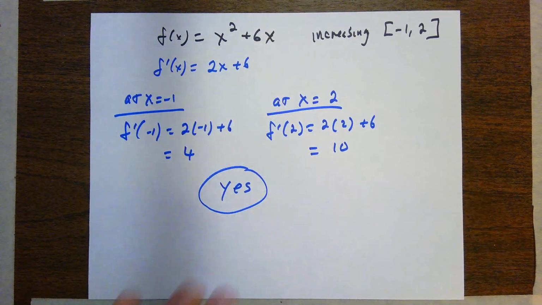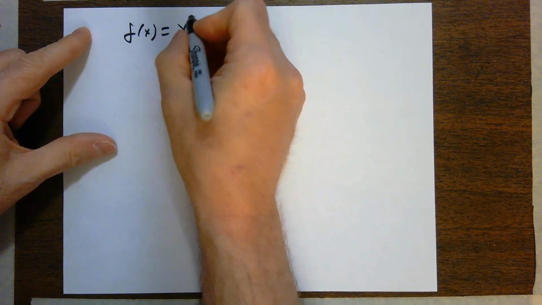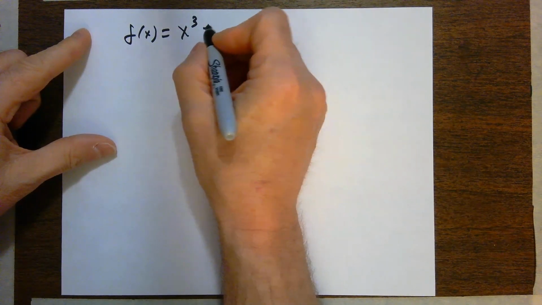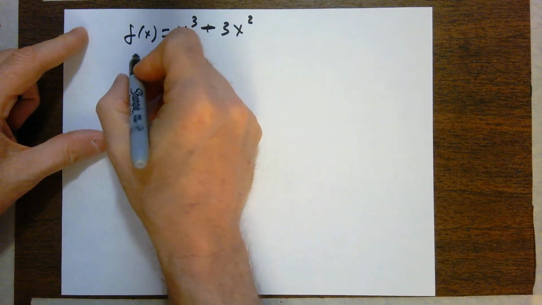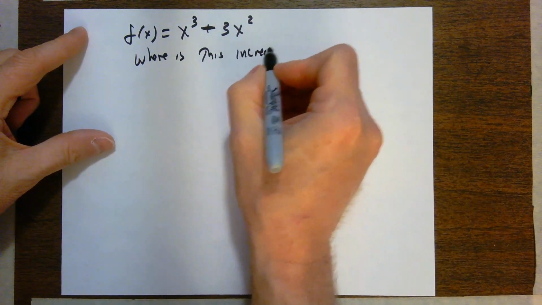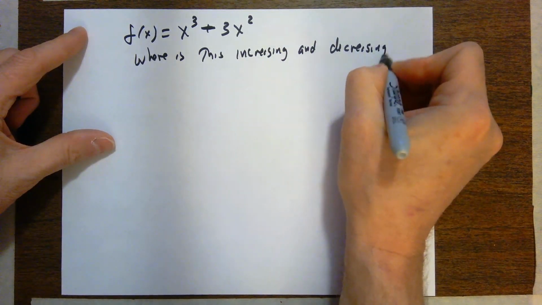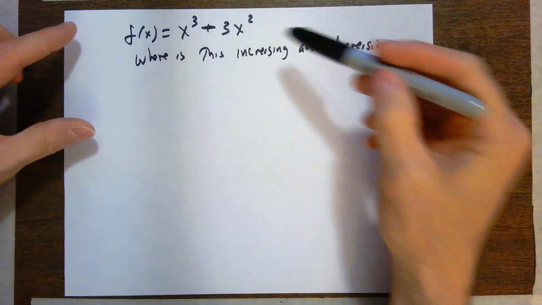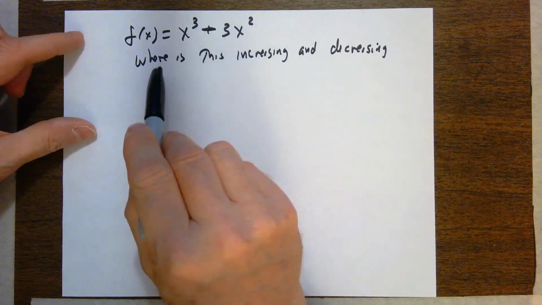Well, let's take a look at another example question, and this time we'll ask ourselves to find more information about it. Suppose I'm given a function f of x equals x cubed minus 3x squared. And I want to know, where is this function increasing and decreasing? Over what intervals is this function x cubed minus 3x squared, that's a minus, 3x squared, increasing or decreasing?